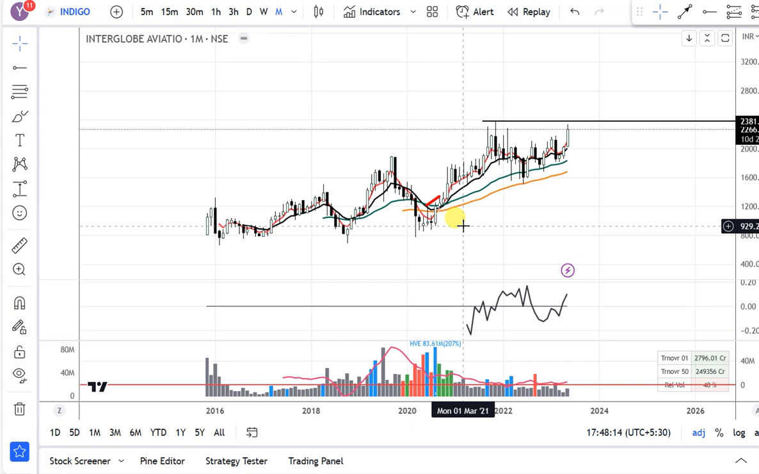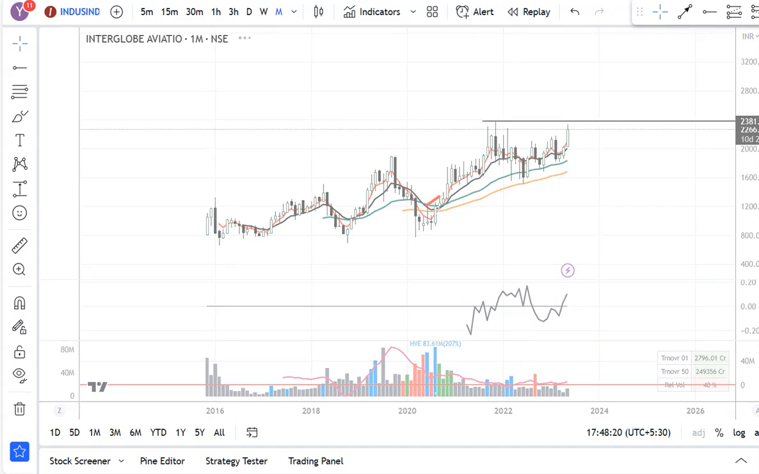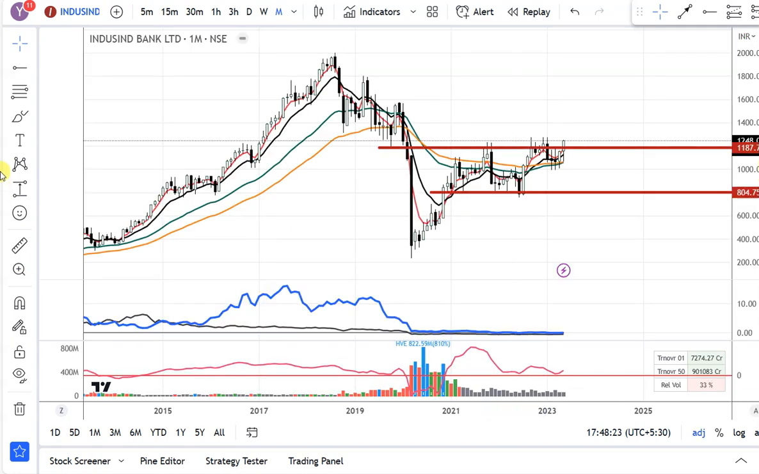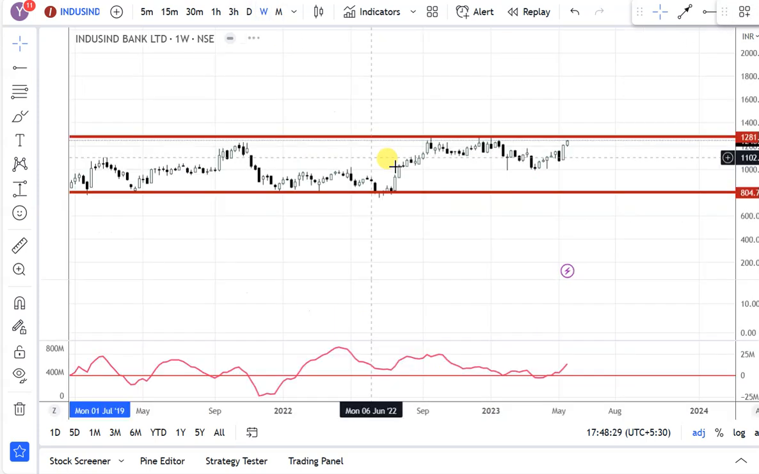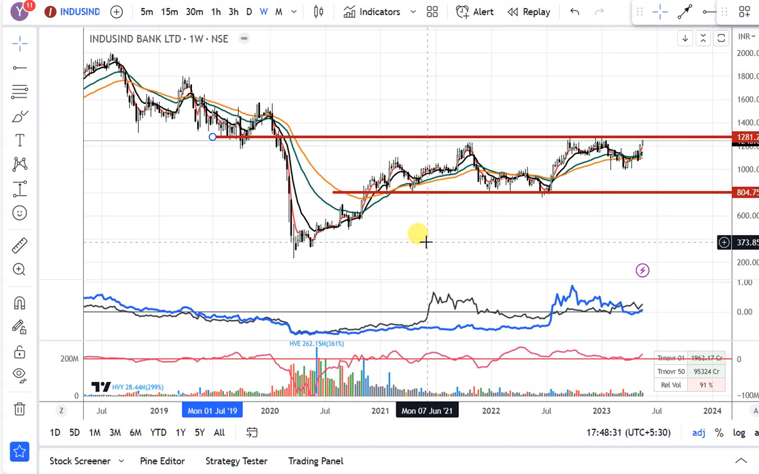IndusInd Bank right now, let us check the weekly time frame. Let it close above 1280 on the weekly time frame and then I will discuss it. As of now, it is near resistance. Indus Towers, there is nothing at all to be discussed. Horrible chart.